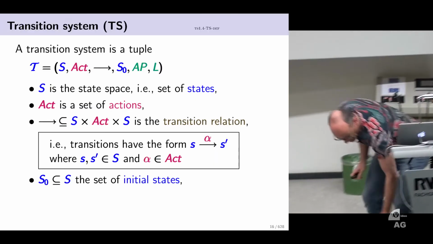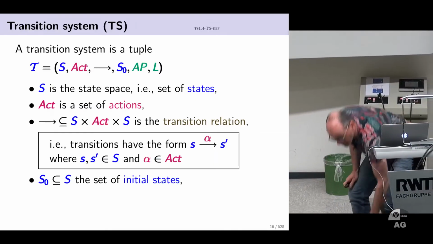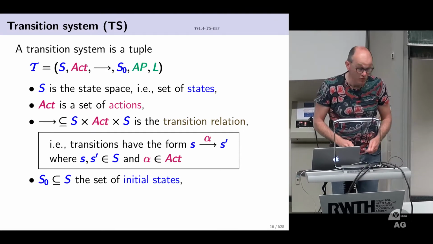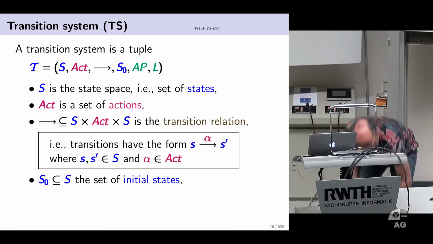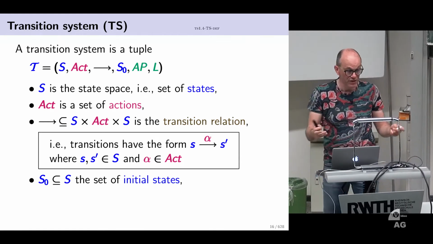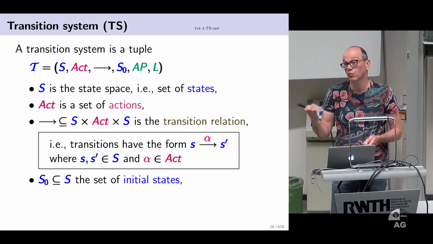Good. Then we have a set of initial states. It can typically be one state, but can also be more. If there is more than one state initially, that means the system can non-deterministically decide where to start.